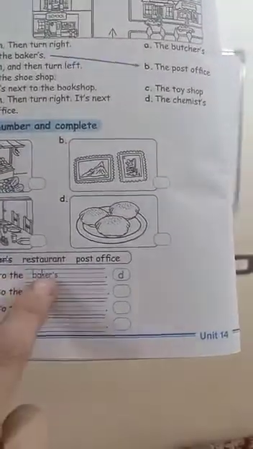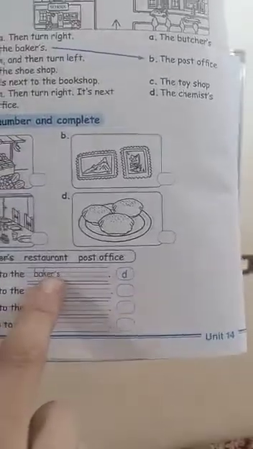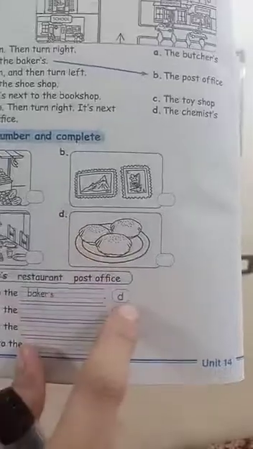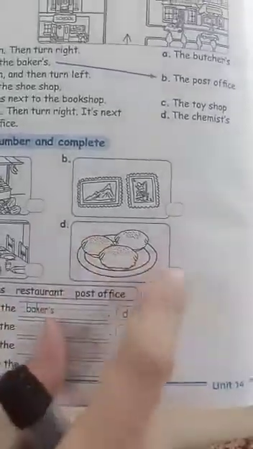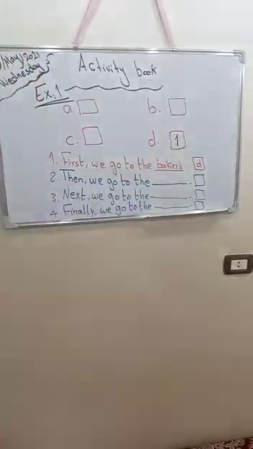Number one is already answered. First, we go to the bakers. Bakers. The missing word here is bakers. And which picture is the bakers? D. Okay? So D, the first step, we go to the bakers. So here, write number 1.